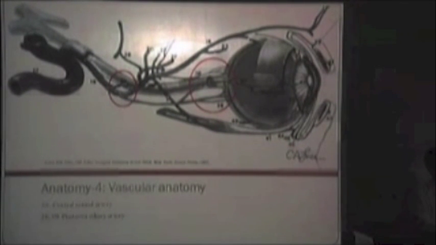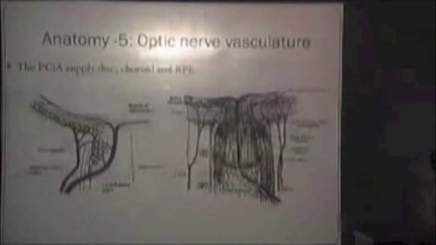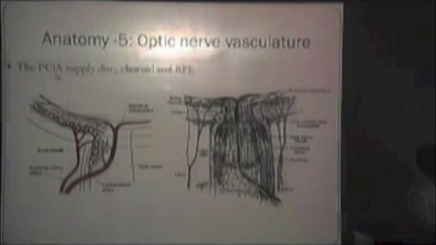These are exquisitely important because this is what supplies the optic nerve, especially the laminar and the retrolaminar part, and plays a vital role in ischemic optic neuropathy. So the posterior ciliary artery supplies the disc, the choroid, and the retinal pigment epithelium. The central retinal artery, as it branches out, supplies the more superficial layers of the retina.